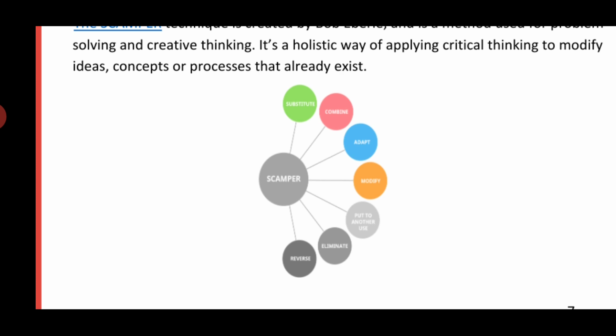So scamper, what does the name say exactly? We substitute and then combine, we adapt the product, we modify the ideas and concepts, we put to another use, and finally we eliminate and reverse the product, and we get some new ideas. This is the scamper technique. It's a method used for problem solving and creative thinking.